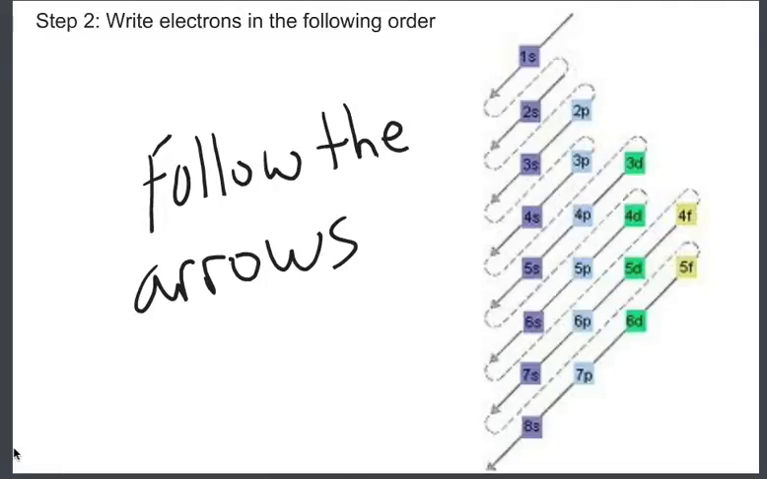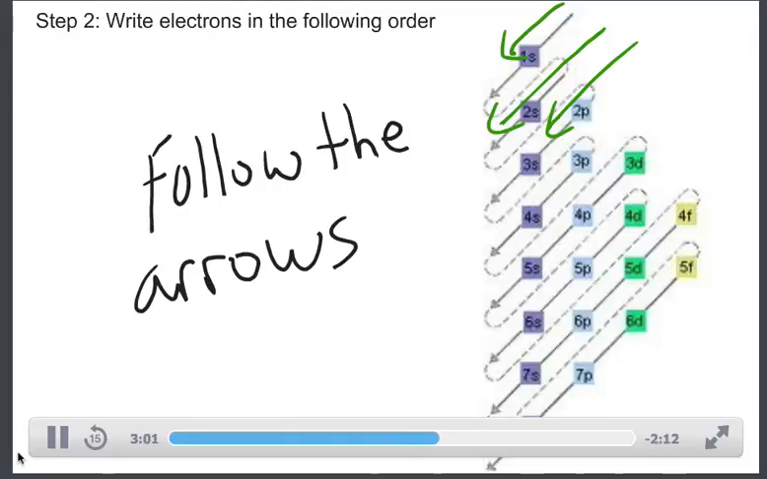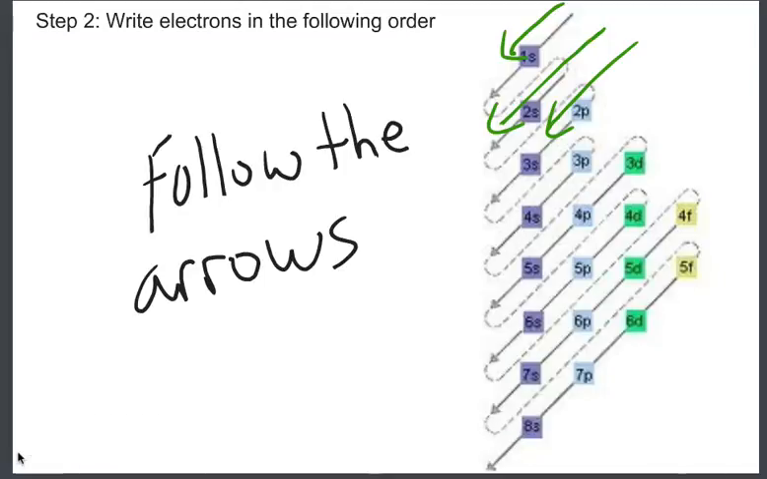Follow the arrows. Notice that the arrows go from right to left, each line from right to left. So this way, and then the next one you do the same thing, back again. The next one you do the same thing, back again, all the way down. So it would go 1s, 2s, 2p, 3s, 3p, 4s, 3d, 4p, 5s, 4d, 5p, 6s, etc., until you get all the way to the end.